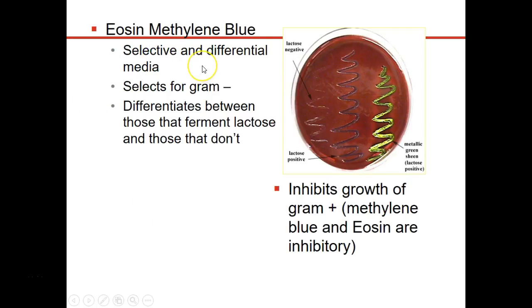Eosin methylene blue is both selective and differential. It selects for gram-negative bacteria, and it inhibits the growth of gram-positives, and then it differentiates gram-negatives that grow on the basis of fermenting lactose.